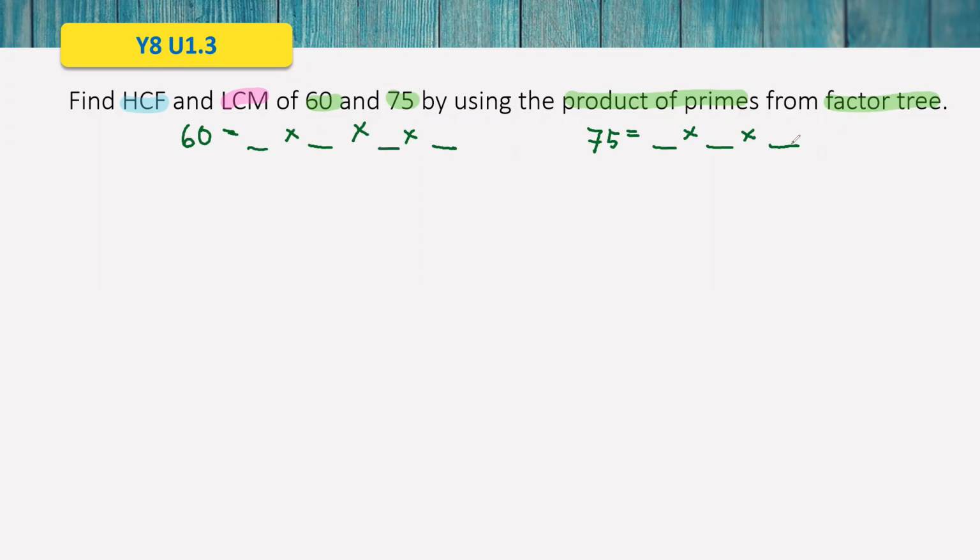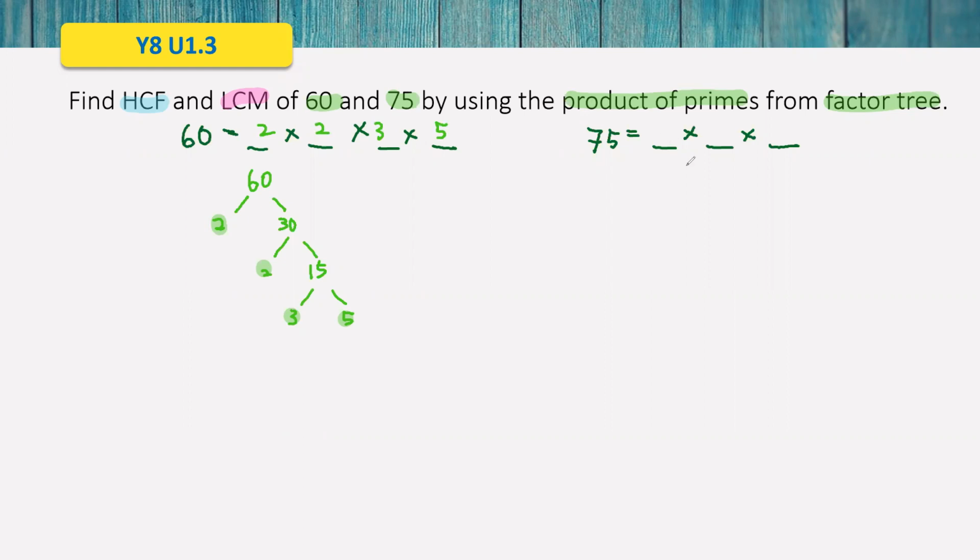So using factor tree, I branch down to the smallest prime factors of 60, starting with 2, if possible. I'll get a whole number. Try 2. Can I divide by 2? Not possible, because I cannot get a whole number. So 3, yes. So 5, 3, 15. So these are my prime factors of 60. I fill them into the blank. I'll be getting 2, 2, 3, 5. That is the product of primes.